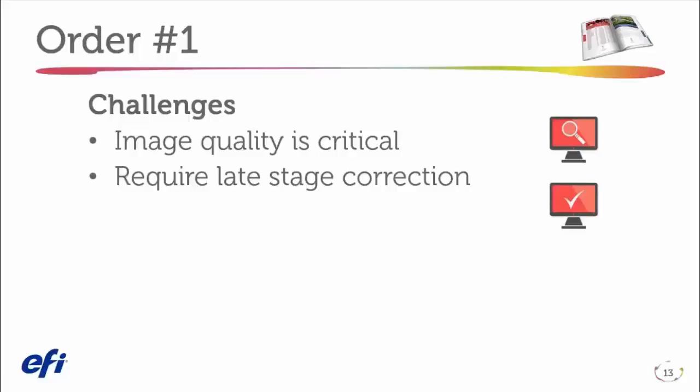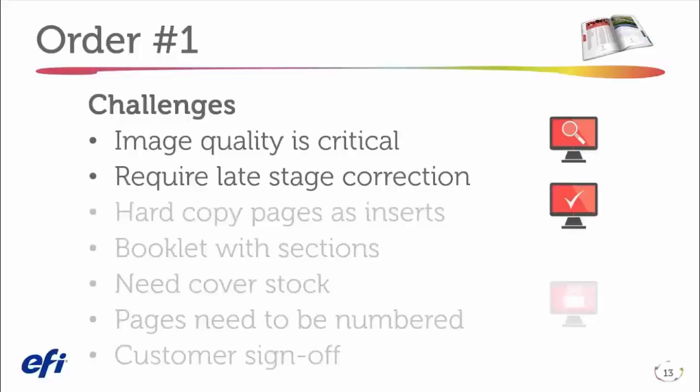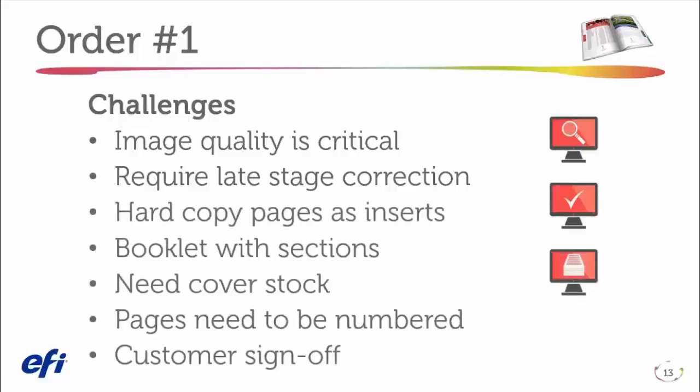After we've made these changes, then we'll complete and assemble the document and get it ready for final customer sign-off using a number of the other tools, including hard copy page insertion, making a booklet, assigning cover stock, renumbering the pages, and then creating a PDF file to send back to the customer for their final sign-off. When we complete this, then we'll show some automation.